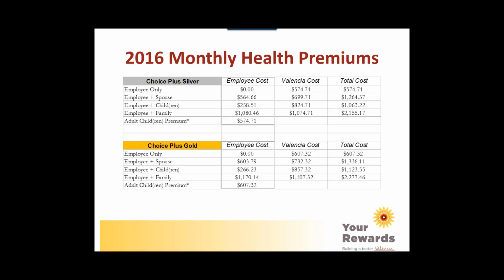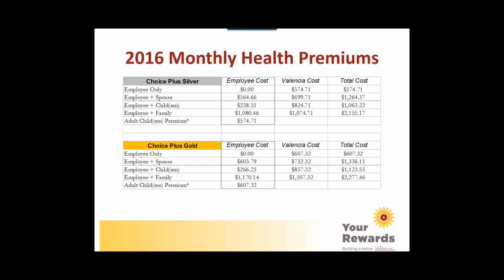And if we step down a little bit to the Employee Plus Family, you'll see that Valencia is adding an additional $500 a month, which equals $6,000 a year, to help pay for that Employee Plus Family cost. So Valencia is chipping in $1,100 for the cost of the Employee Plus Family premium. The total cost of that Employee Plus Family plan under the Gold plan is over $2,200, almost $2,300.